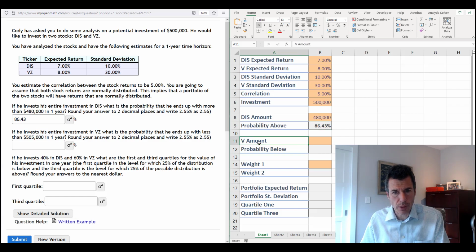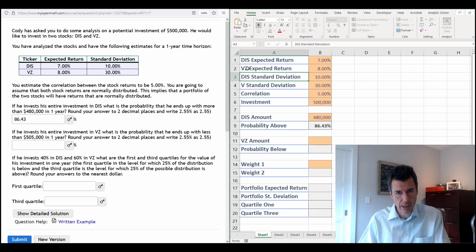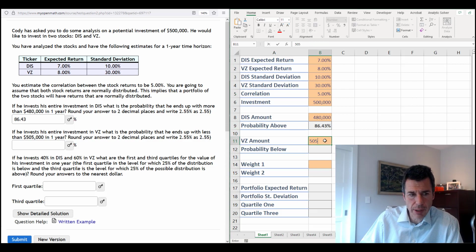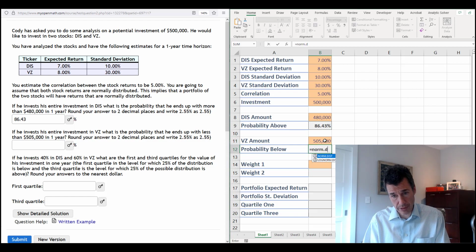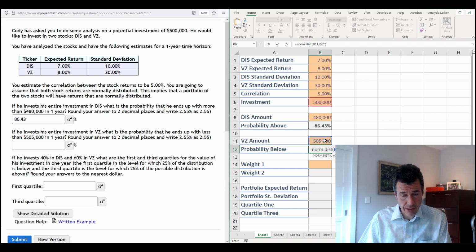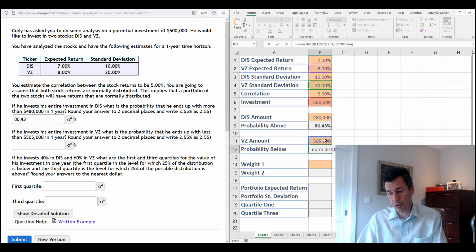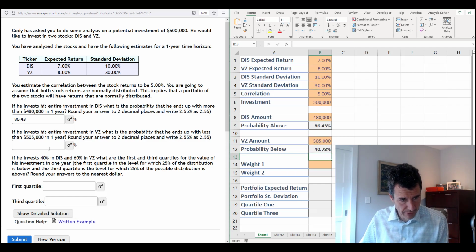All right, so we want Verizon. I'll get the wrong ticker here. So VZ, let's just fix that in our spreadsheet to make things look a little better. Okay, so Verizon, we want to know the probability of ending up with less than $505,000. So that's just norm.dist, $505,000. The expected amount of our investment is $500,000 times 1 plus the Verizon expected return. And the standard deviation is $500,000 times the Verizon standard deviation. Again, that last parameter is true. So 40.78%.